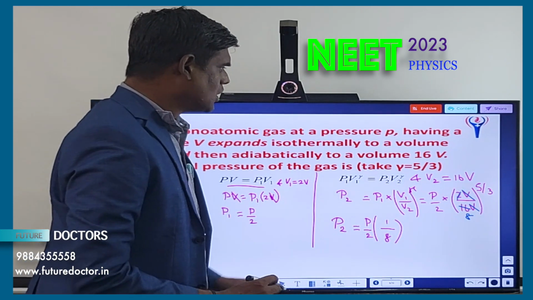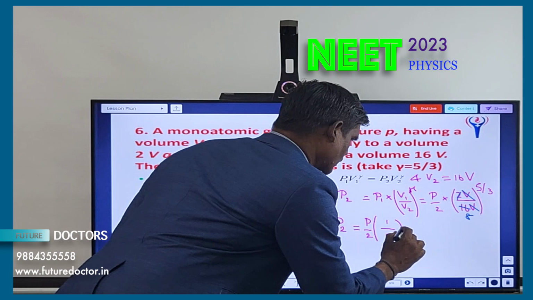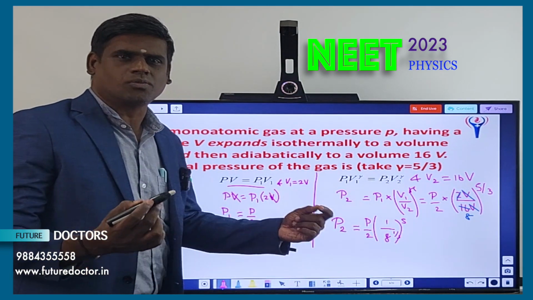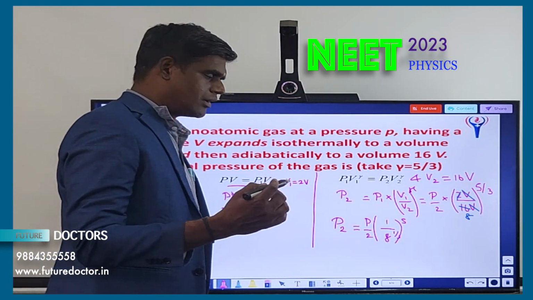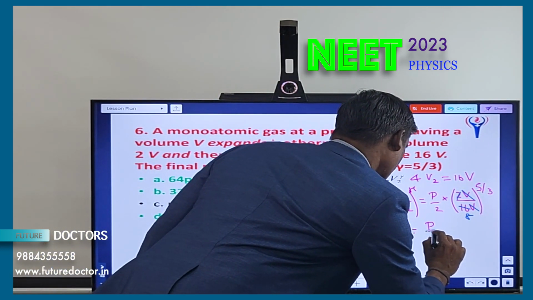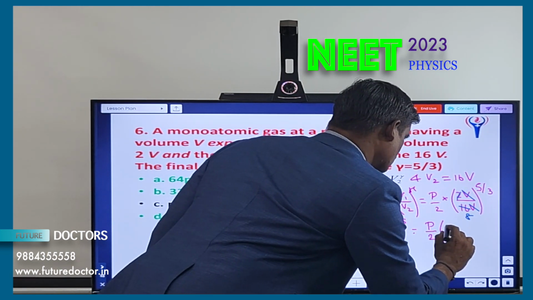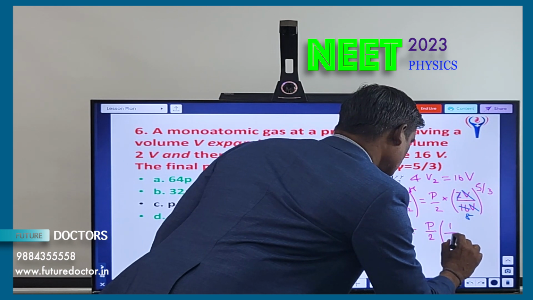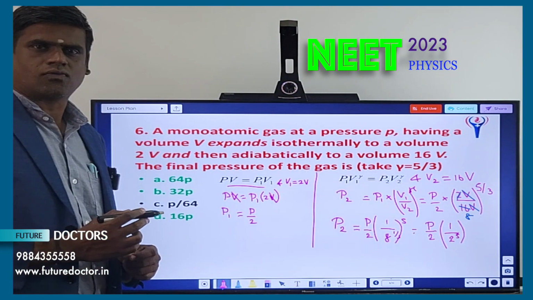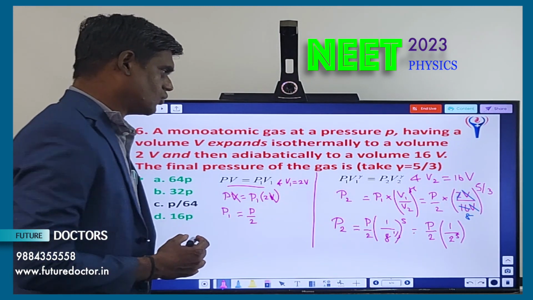We can write it as 1 by 3 and bring it inside, so 8 power 1 by 3 in whole power 5. 8 power 1 by 3 is the cube root of 8. What is the cube root of 8? It is 2. Then equal to P by 2 into 1 by 2 power 5. 2 into 2, 4. 4 into 2, 8. 8 into 2, 16. 16 into 2, 32.